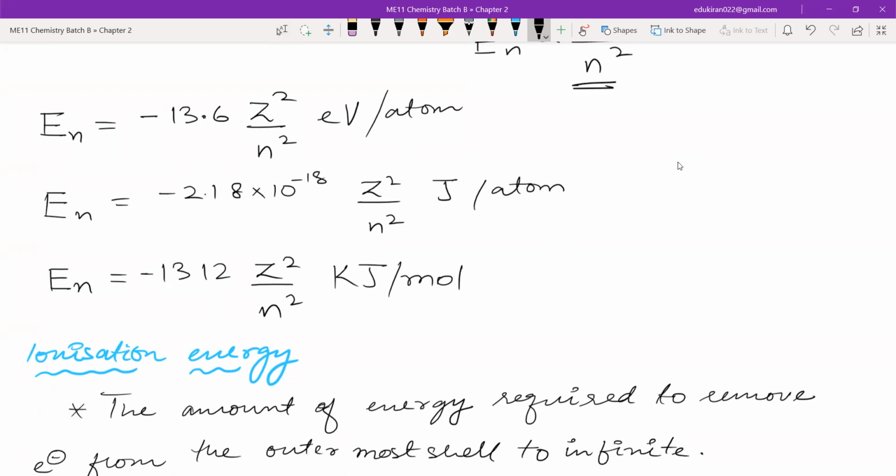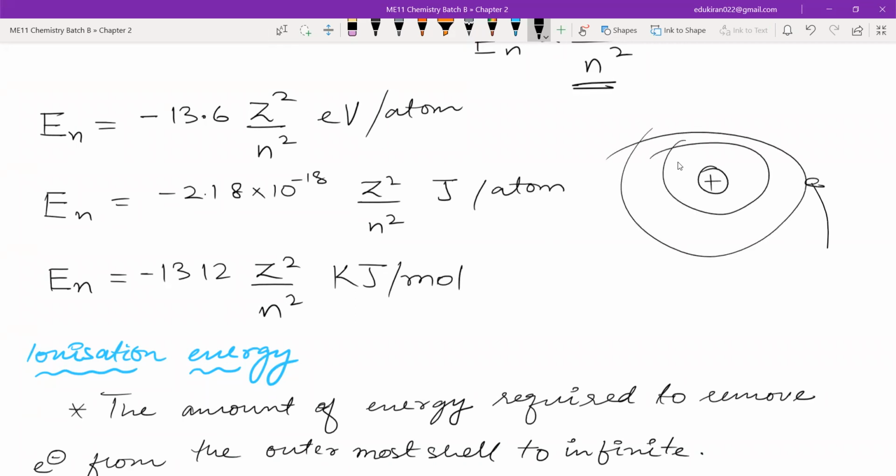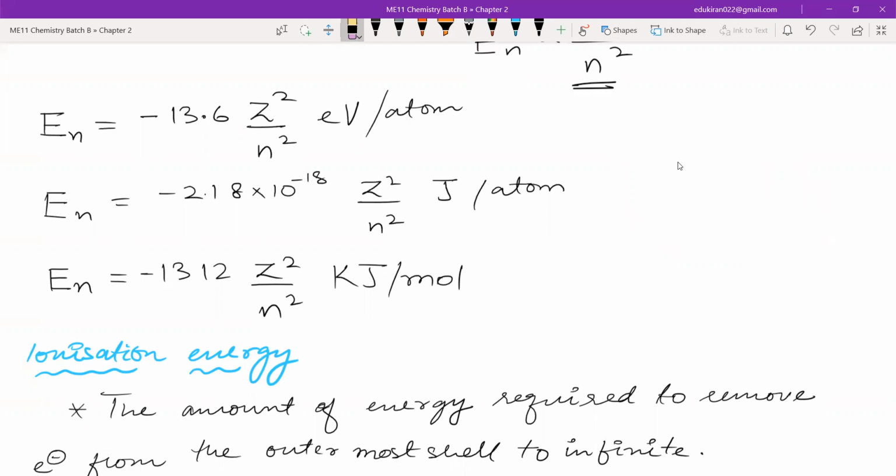So in ionization energy, what happens? We have a proton like this. We have some shells here. Whatever the outermost electron is there, we have to pull this electron and remove it from the influence of the nucleus, and that will be our ionization energy, okay? The ionization energy.